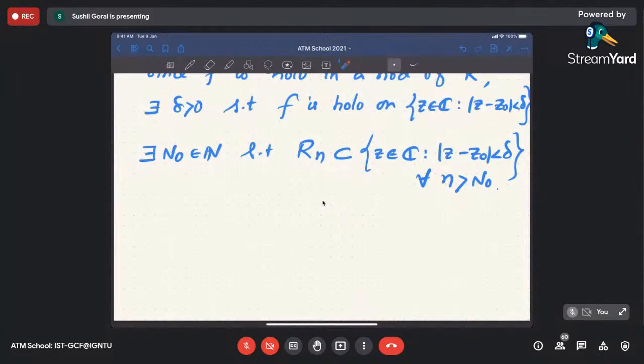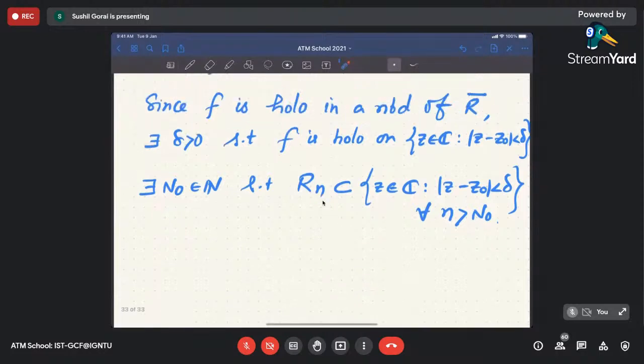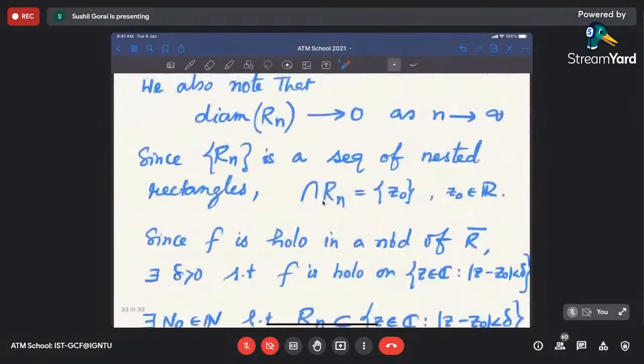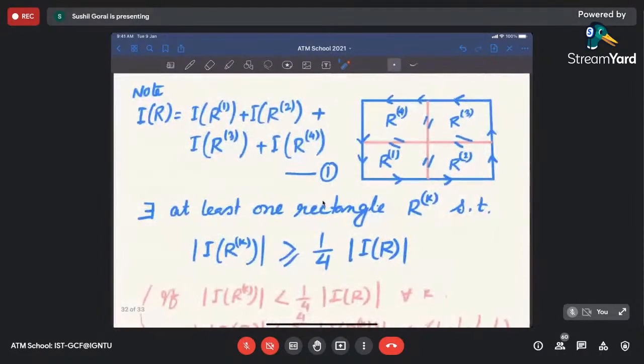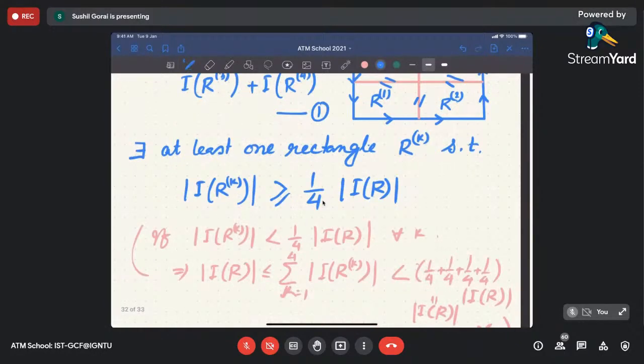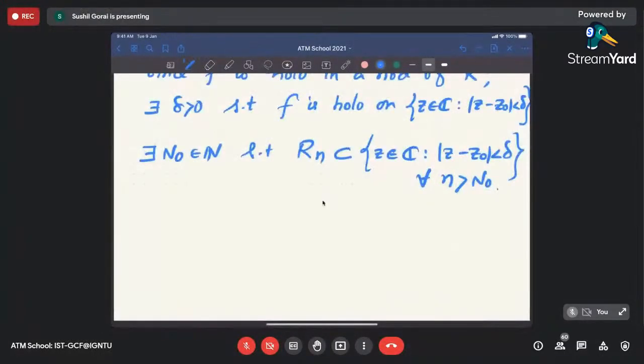There is nothing complex analysis here. It's topology. Yes. F is holomorphic in the neighborhood of R bar. Neighborhood of Z0. Yeah. Z0 may lie in the boundary also. So, for example, if Z0 lies here, Z0 may lie here also, at an end point. So that is the reason you need a neighborhood. Thank you, sir. Okay. All right. Any other question?